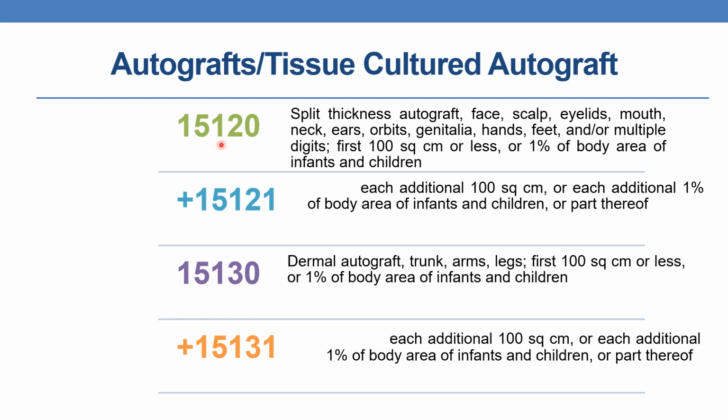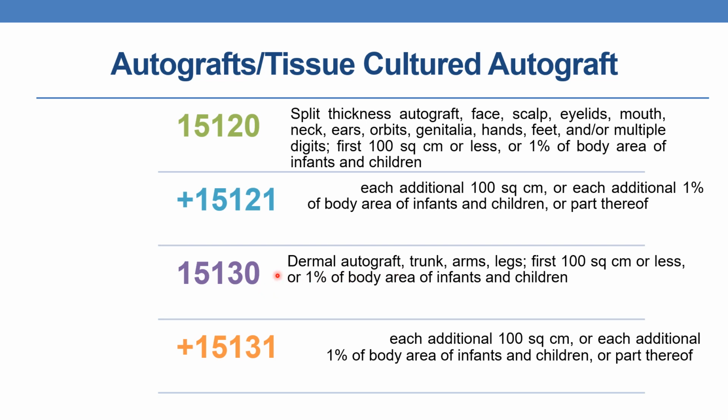The next code is 15120, which is split thickness autograft. Previously it was epidermal autograft. Now it is split thickness autograft of face, scalp, eyelids, mouth, neck, ears, orbit, genitalia, hands, feet and or multiple digits. First 100 square centimeters or less or 1% of the body area of infants and children. The next is an add-on code, plus 15121, for each additional 100 square centimeters or each additional 1% of body area of infants and children.